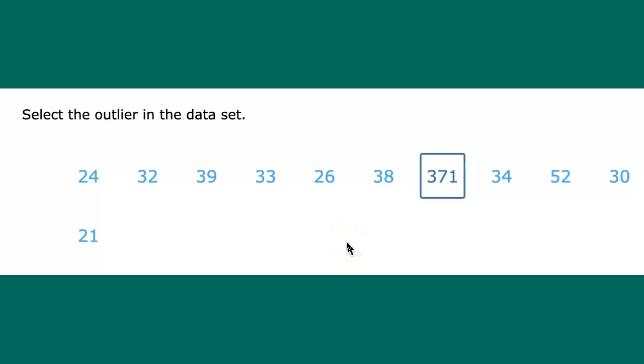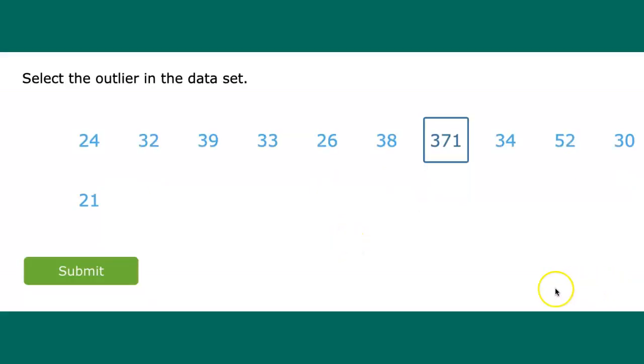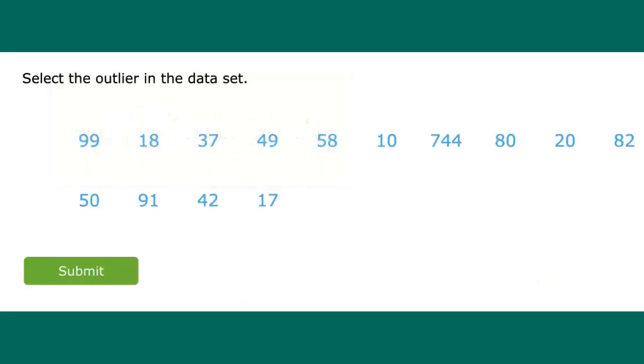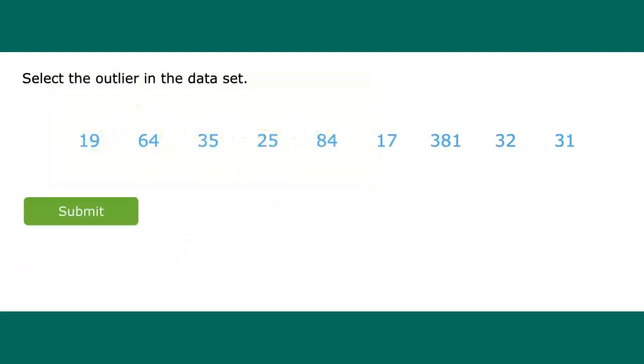Most of the questions are obviously done. Most of the problems have really clear outliers. So for example, you could see right away Python. All right, let's look at the graph. After this one, let's look at a graph and see where the outlier is for the graph. So 381, there you go.